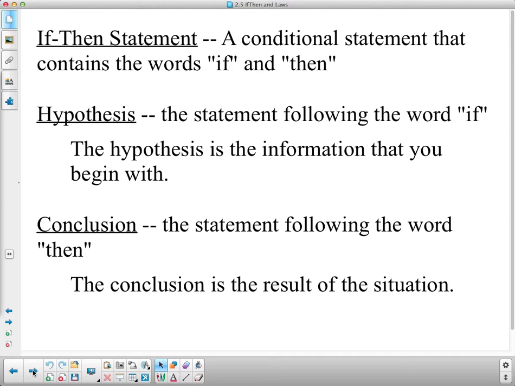So an if-then might say, if a number is even, then it's divisible by 2. So you have to start with an even number. The conclusion is the statement that follows the word then. It's like the result that happens. So in my example, if a number is even, then it's divisible by 2. Divisible by 2 is the conclusion.